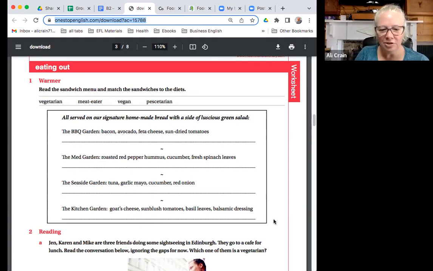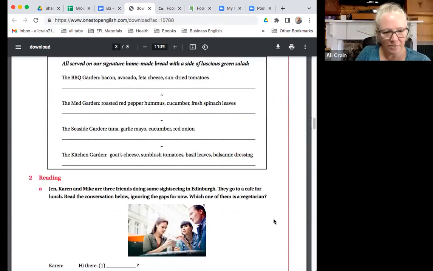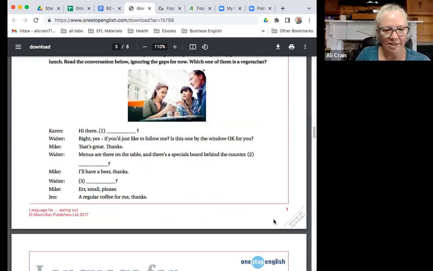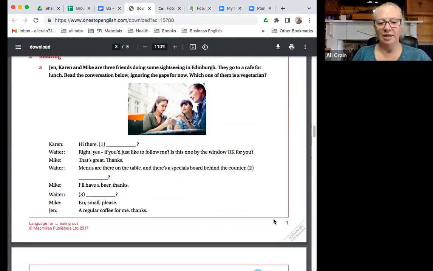All right. So we're going to read through a little conversation here that does have some gaps in it, but we'll come back to looking at that. Mainly what we're looking at here is not necessarily filling in the gaps, but some of the terminology we would use when we're in a restaurant or a cafe.